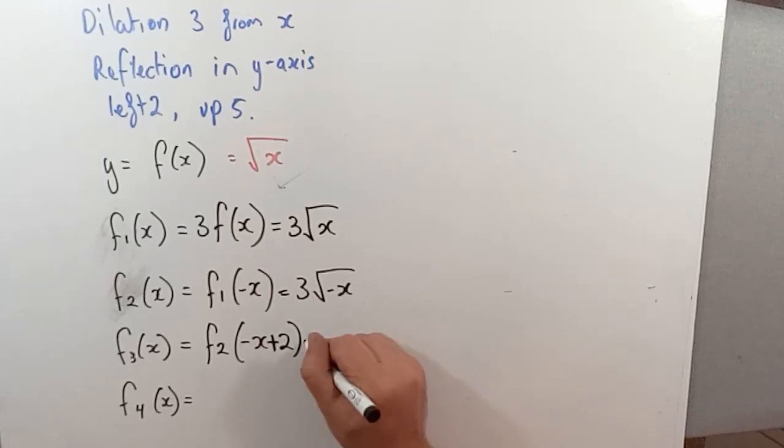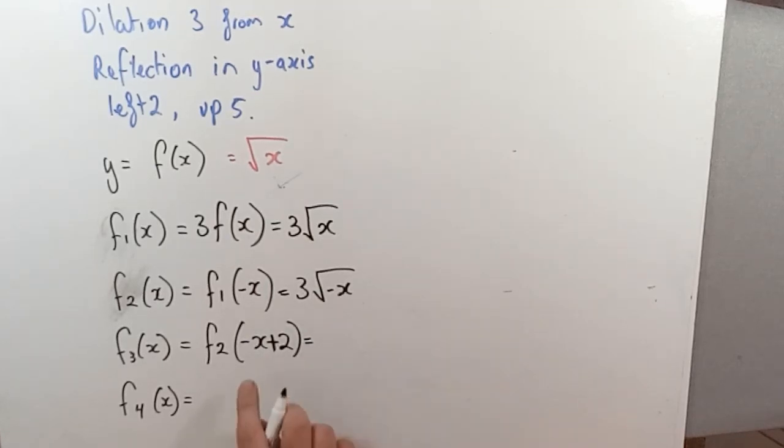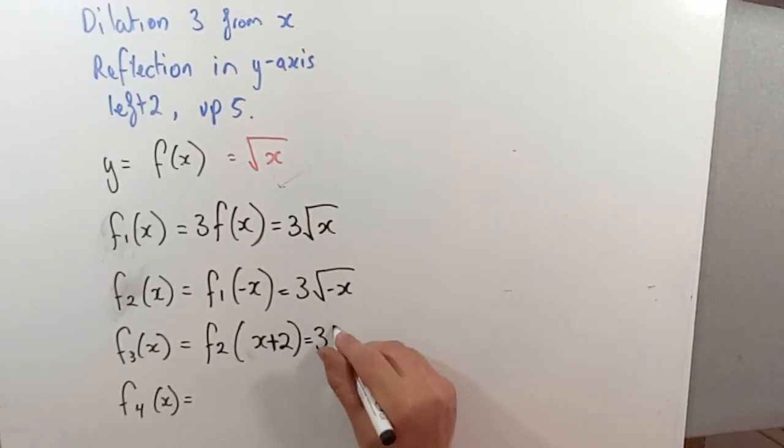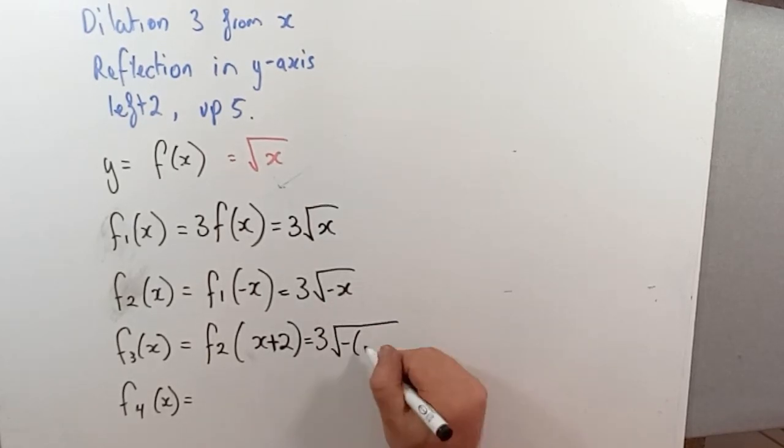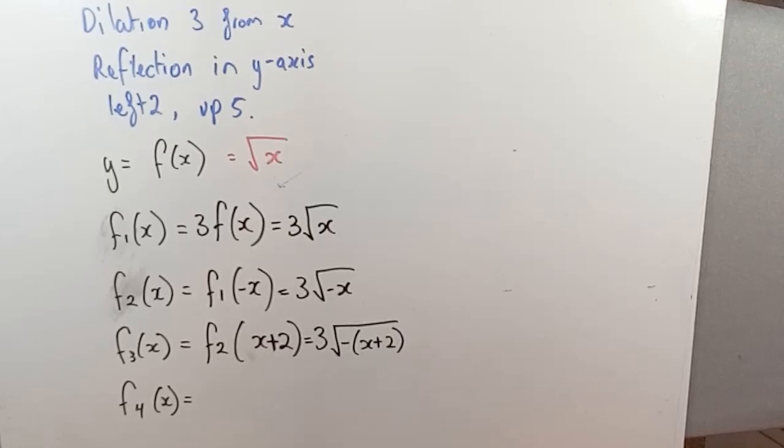Okay, so when I put that in, for every x in this one I've got to put in x plus 2. That shouldn't be a negative here, yeah? So for every x in this one, I've got to put in x plus 2. So I go 3 square root of negative x, which is x plus 2. Okay, now that's a tricky step where people could make a bit of an error.